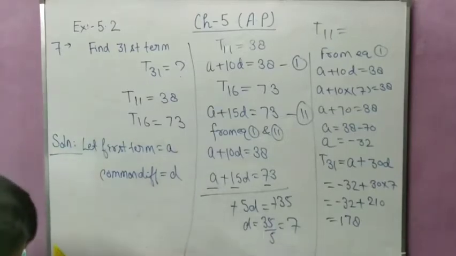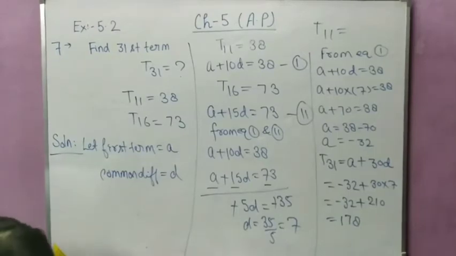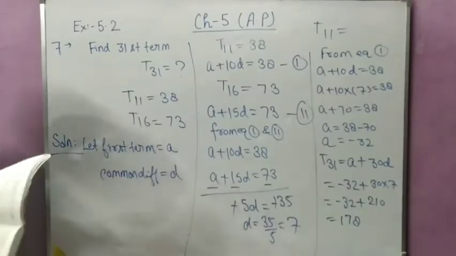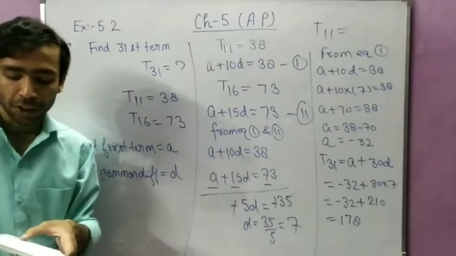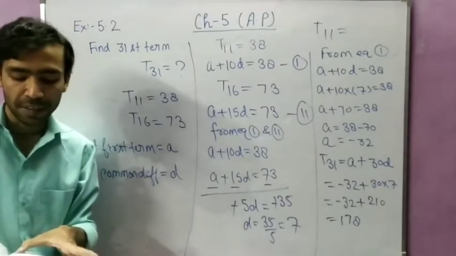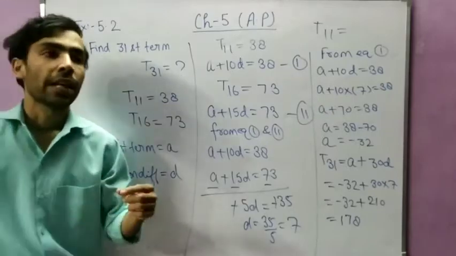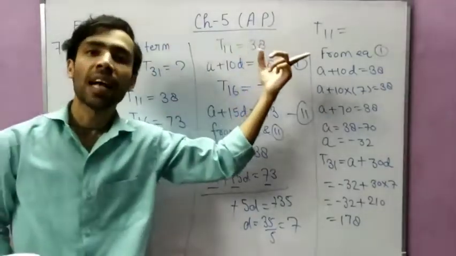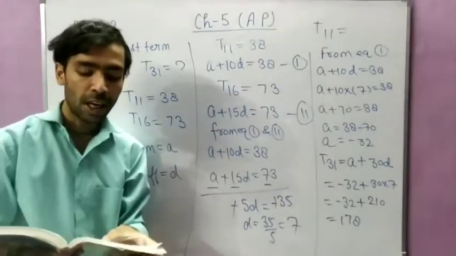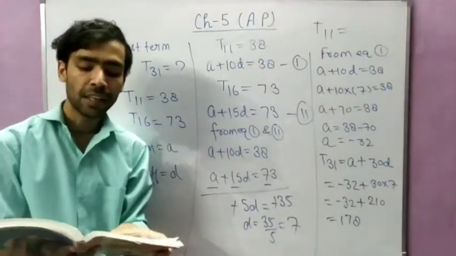Now note it down, very simple it is. Now question number 8 is also the same. An AP consists of 50 terms, of which the third term is 12 and the last term is 106. Now students, if an AP has 50 terms, its 50th term will be its last term.